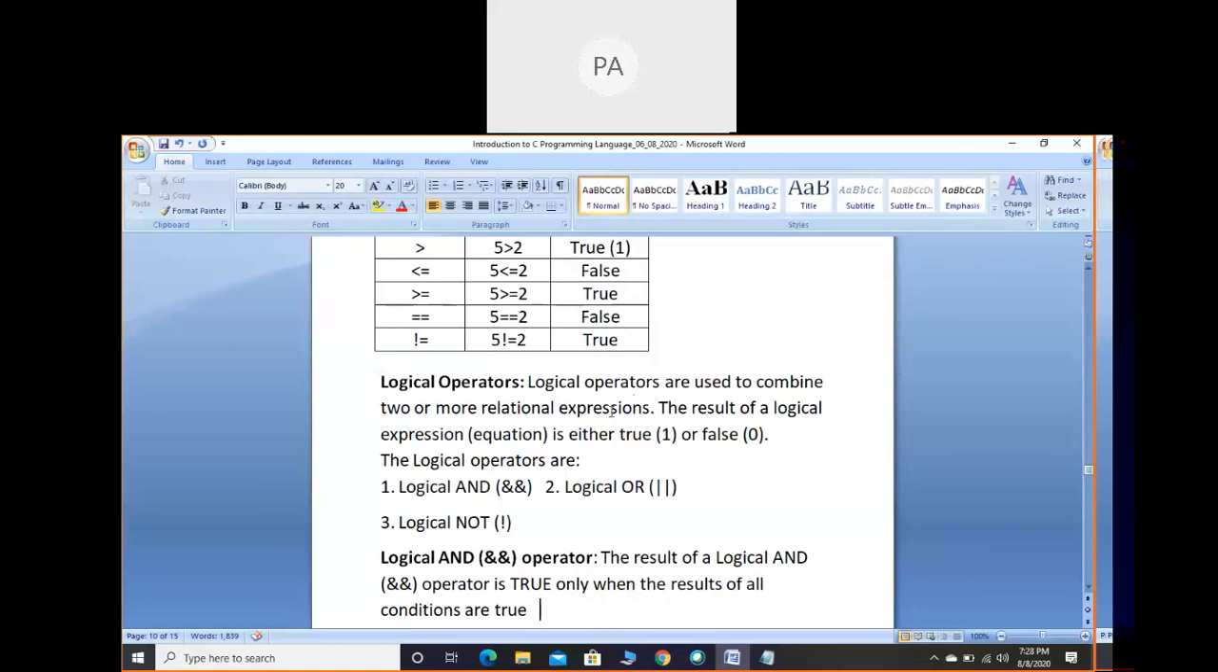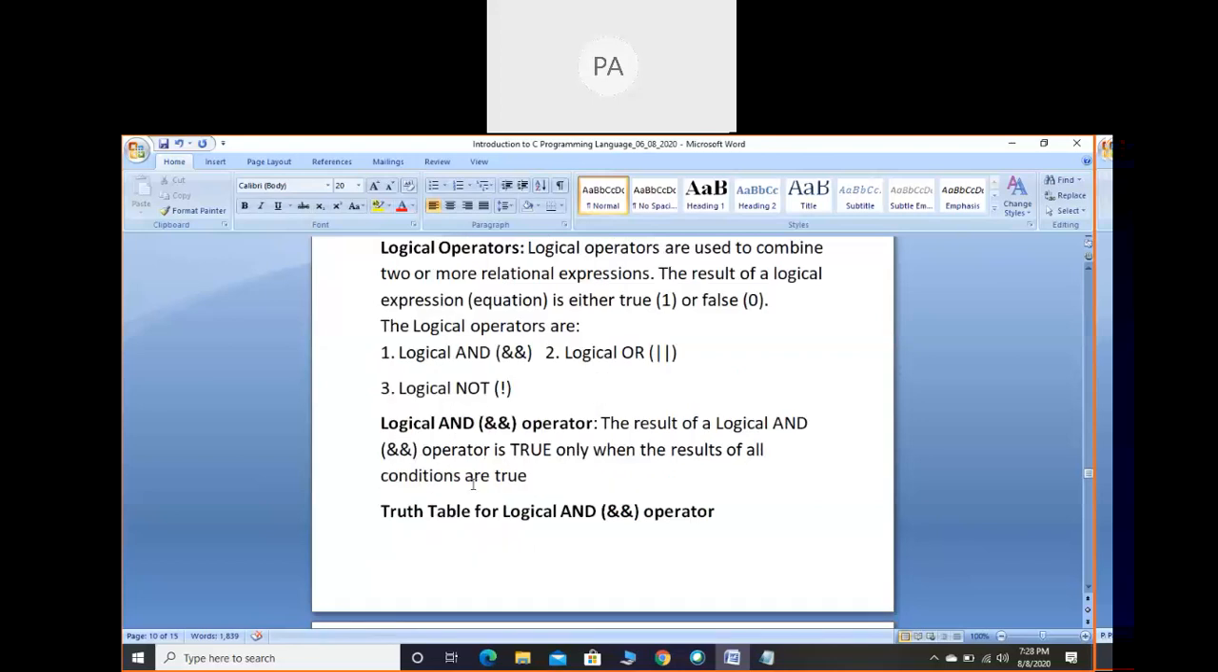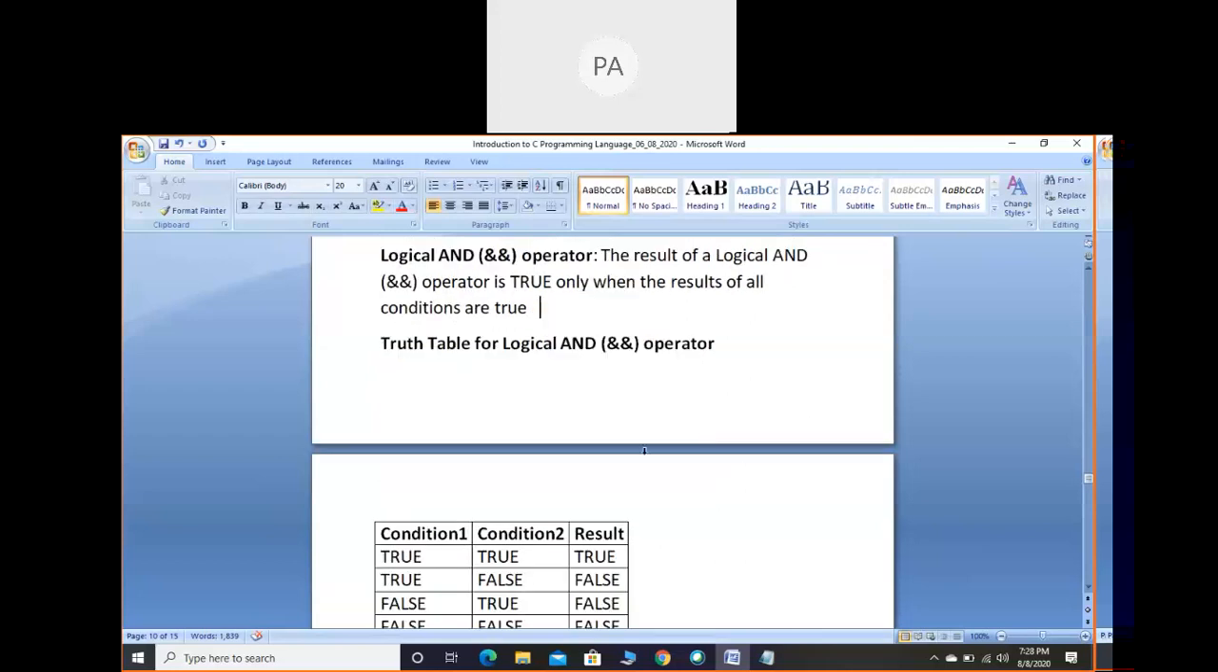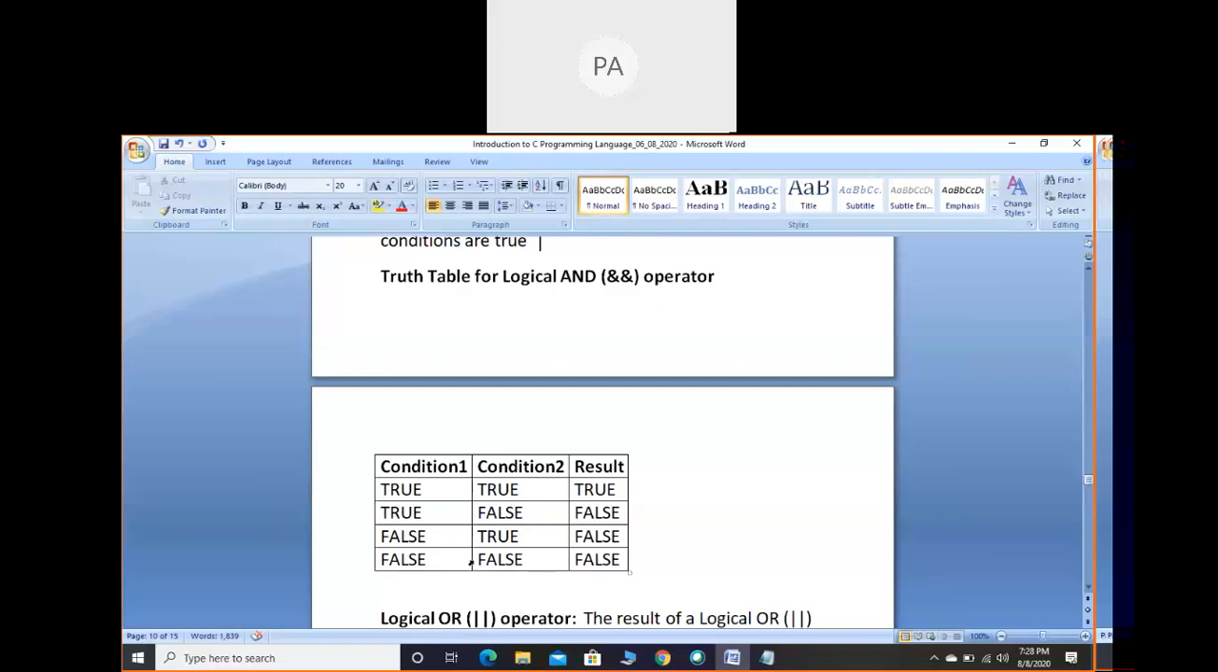Okay, so if we are using two or more relational expressions, that is conditions, when all the results of those conditions or expressions are true, then only the final result of the logical AND operator will be true. If any one condition is false, then the total result will be false. So they have derived this table, that is the truth table.